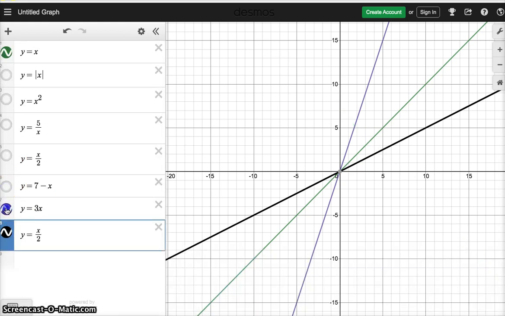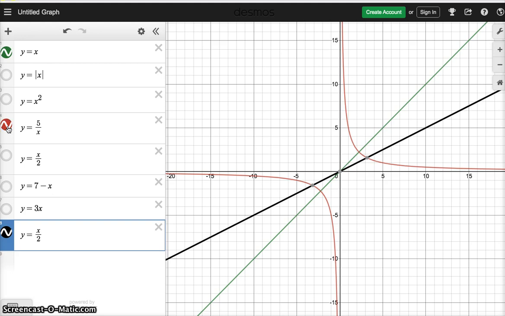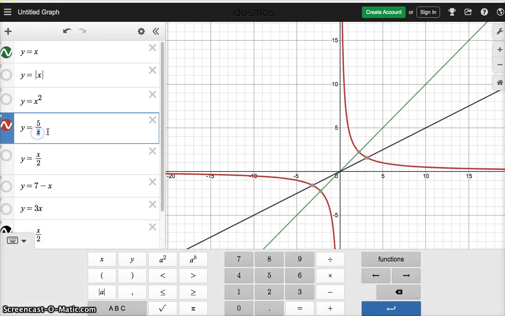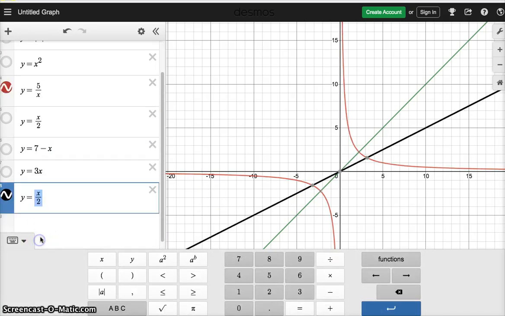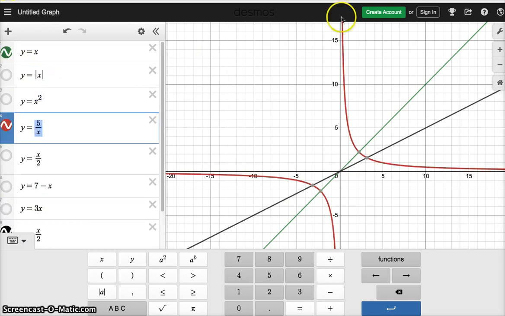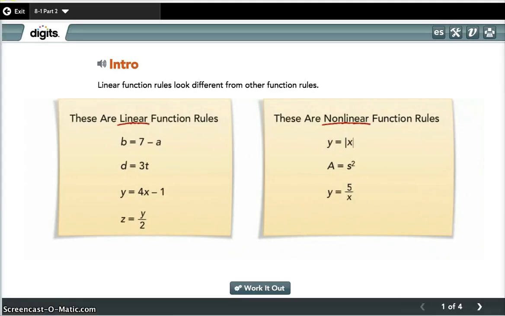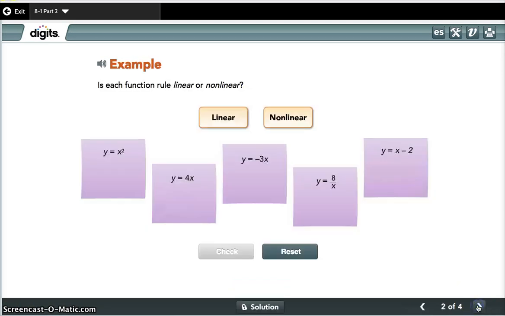Let me turn these ones off. But if I have y equals 5 divided by x, I get that red line, remember? So the difference is you cannot divide by x. This one is divided by x. This one's divided by 2, or that's the same thing as multiplying by 1/2. So you cannot divide by x to have a linear function. So you just have to memorize that little rule. And then we're going to jump into this quick example together.